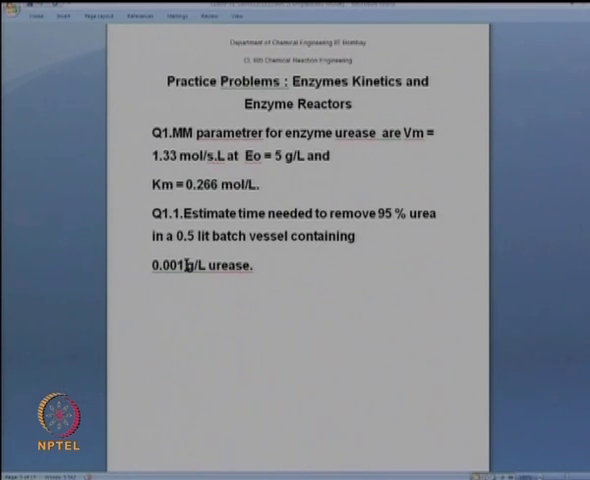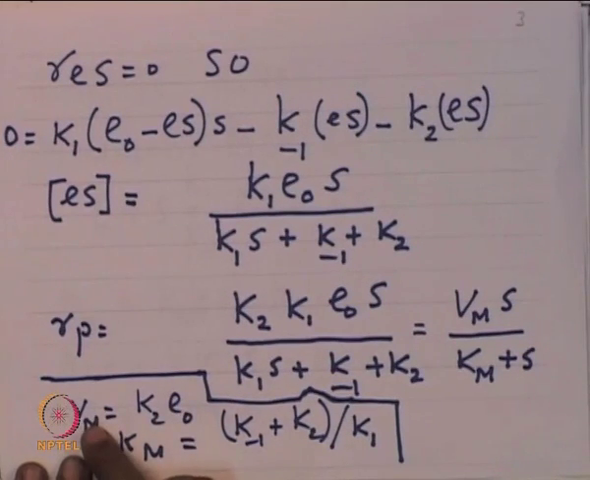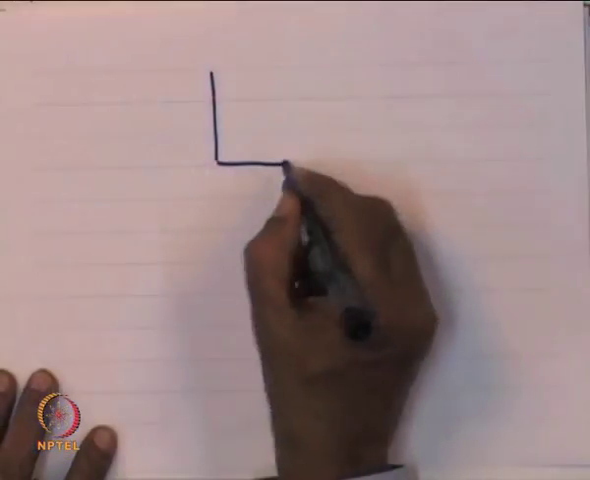This is the exercise. It is fairly straightforward if you recognize that K2 is actually the parameter of the process and E0 is what you can change from experiment to experiment. So, once you change E0, Vm changes and therefore the rate at which the process takes place changes. So, with this quickly, let us see what happens to this problem. It is fairly elementary. What do we have?